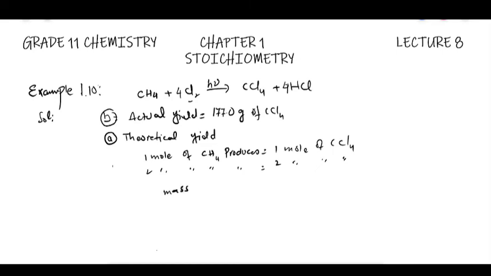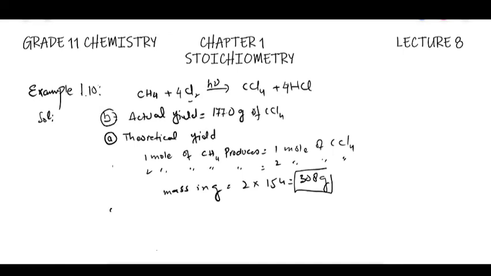Now 2 moles of CCl4 is equal to how many grams? So the mass in grams is equal to the number of moles, that is 2, multiplied by the molar mass. And the molar mass of CCl4 is the addition of the atomic masses of carbon and 4 chlorines, and that is equal to 154, and this is equal to 308 grams. Now this is the theoretical yield of CCl4.